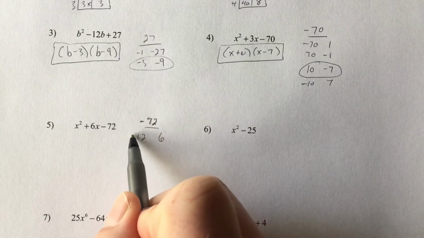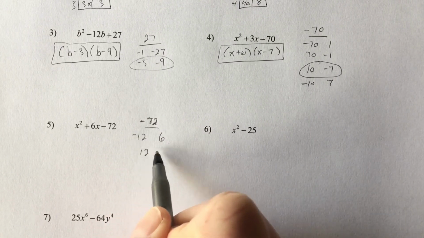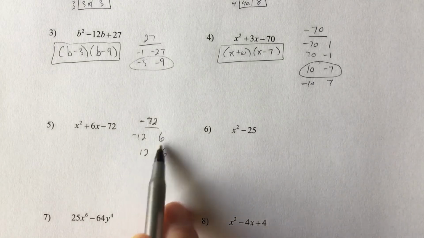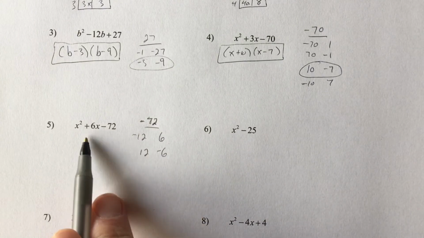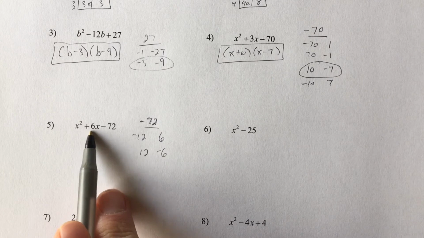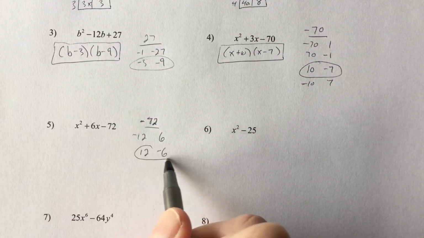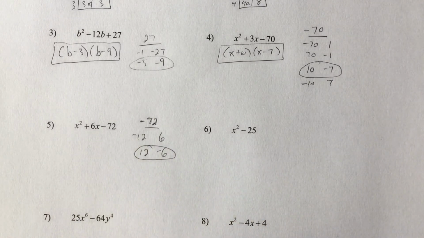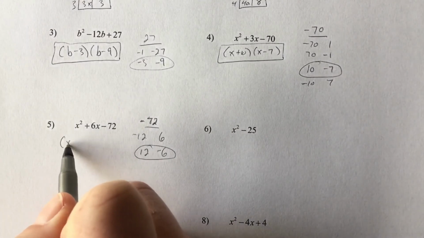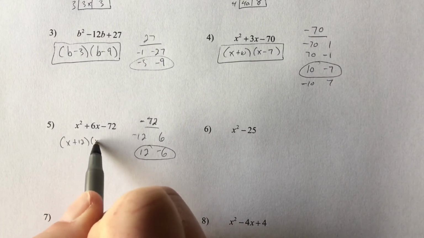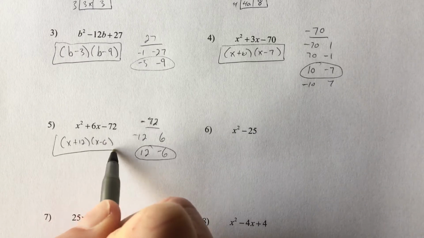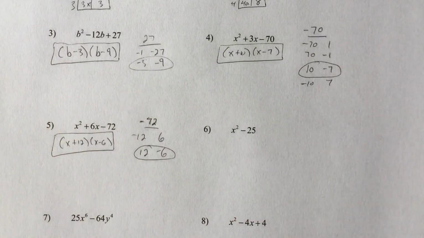Because it's negative, I need one of these to be negative, one of them to be positive. So again, the question is, which one do I want positive, which one negative? Since I want them to add to equal positive 6, I need the 12, the bigger one, to be the positive one. Okay, so now I can write x plus 12 and x minus 6, and there's my answer.